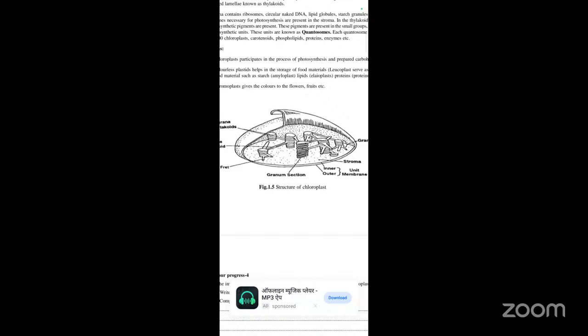Next one is lysosomes. Lysosomes are spherical and also called the suicide bags of the cells.